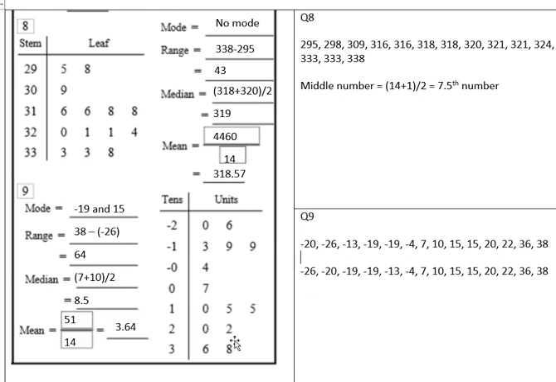So the average number here is 3.64. The middle number is 8.5. The range between the biggest and the smallest number is 64. And the mode, the most common numbers, are negative 19 and 15. So the process is the same regardless of whether numbers are positive or negative.